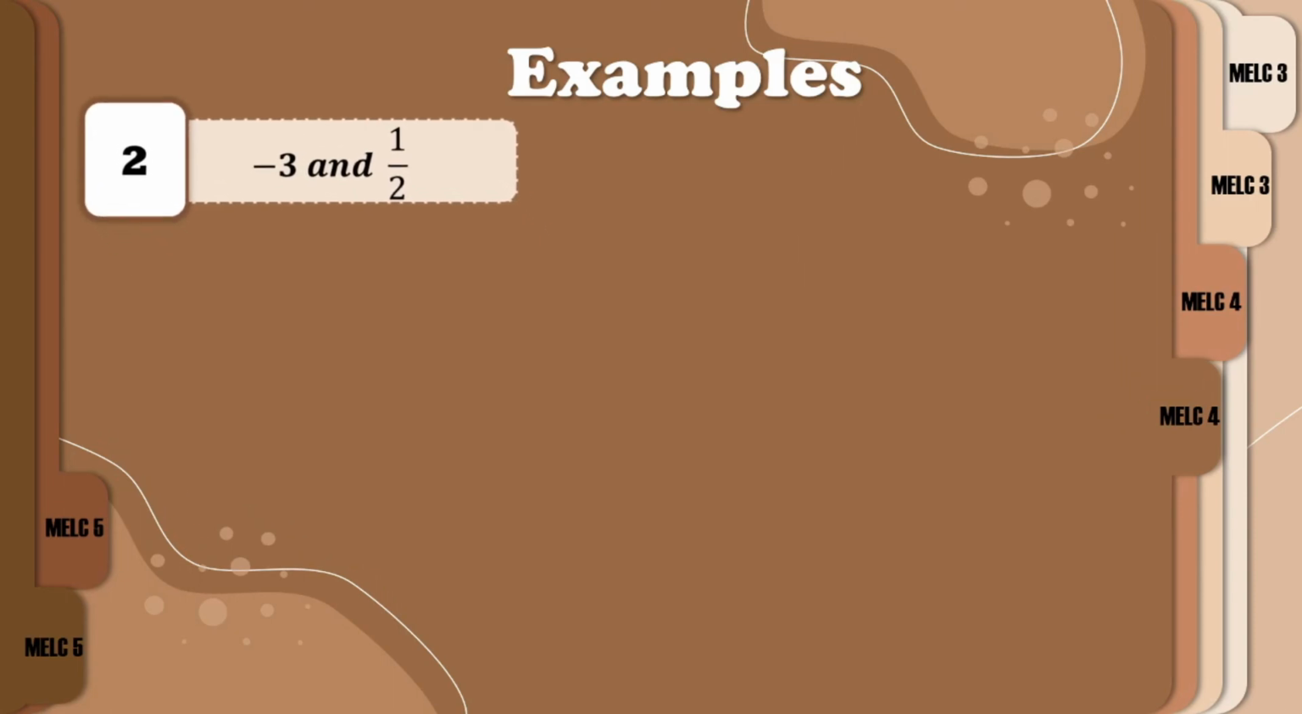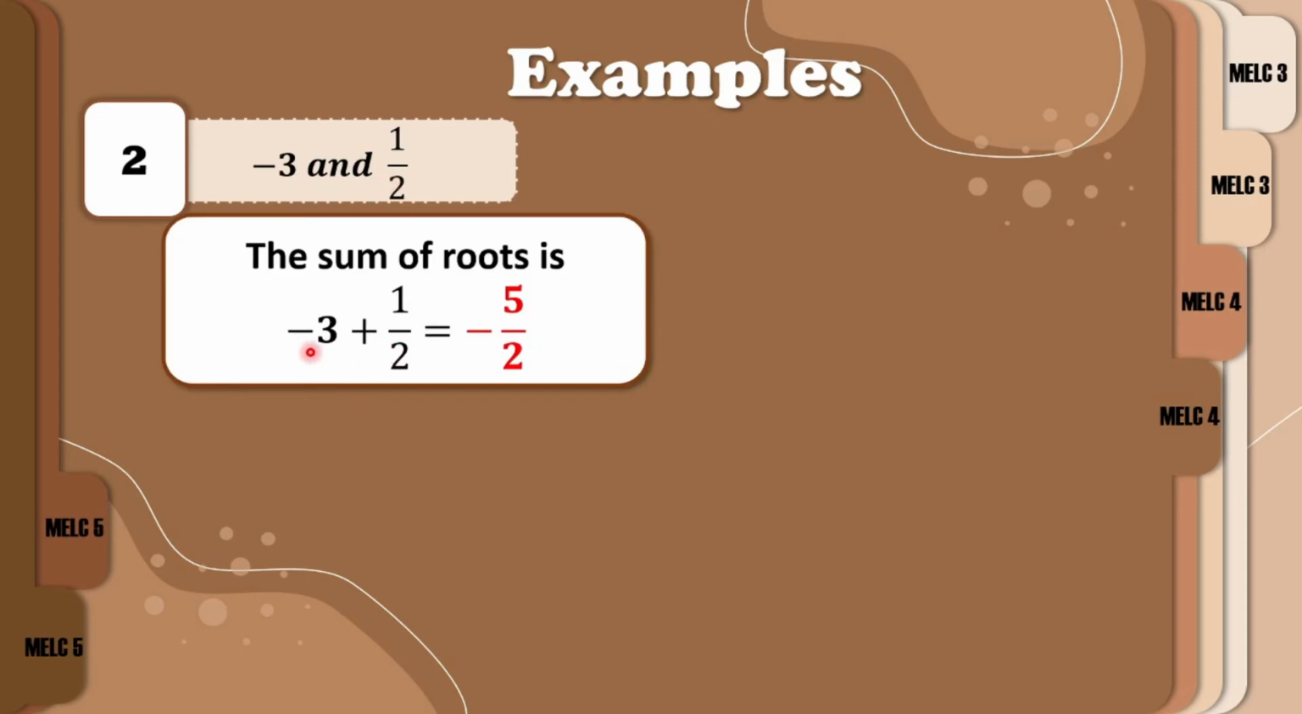So let's proceed to example number 2. We have negative 3 and 1/2. So getting the sum of roots, we have negative 3 plus 1/2. So we have a math trick here in solving this. So we have to multiply the whole number and the denominator. We have negative 3 times 2, that is negative 6. Then plus 1, that is negative 5. Kasi magkaiba sila ng sign.